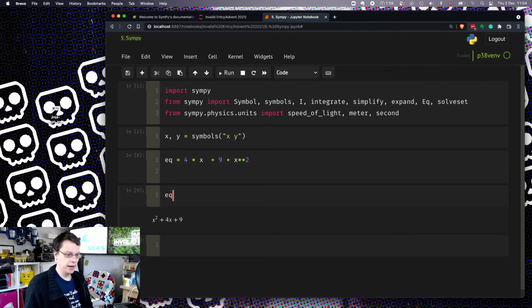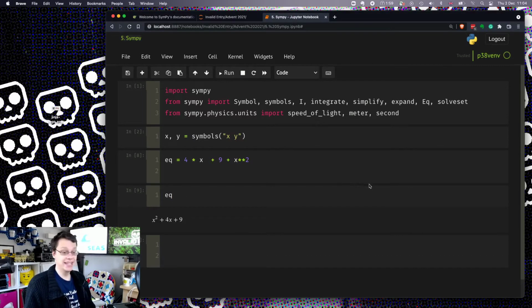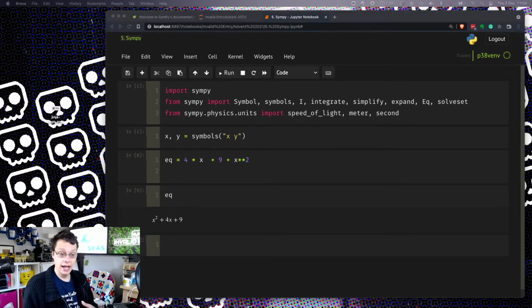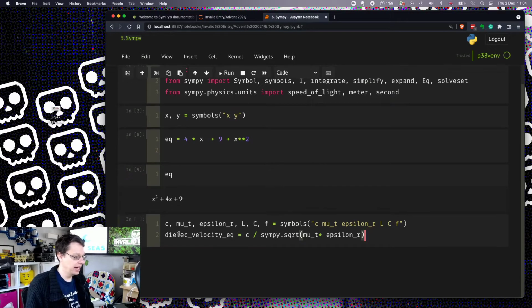What I really like about it, though, was I was trying to do some maths about the speed of a wave going down a cable, a dielectric speed of the wave. And the calculation of that is really nasty. So I'm just going to paste it in here. The dielectric velocity is basically the speed of light divided by the square root of mu_t times epsilon_r.